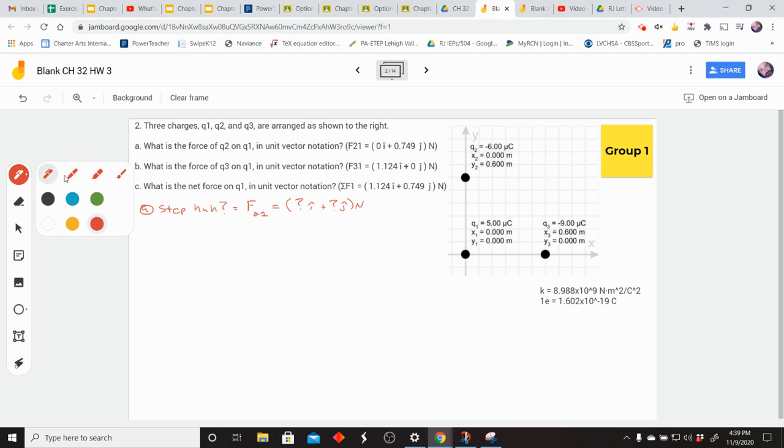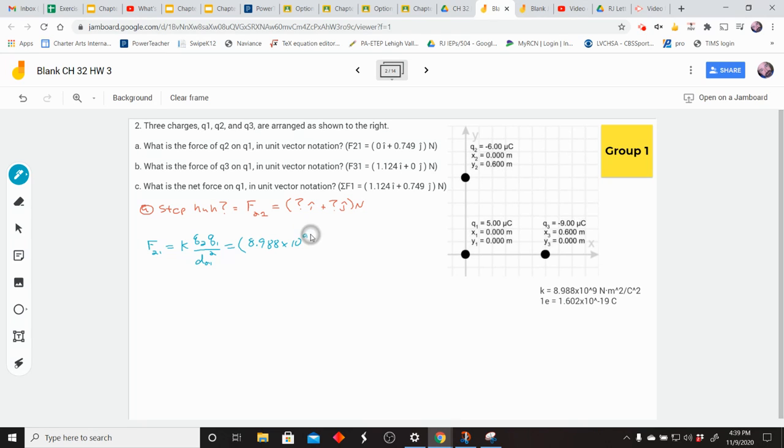So how are we going to do this? We are going to use Coulomb's law. So Coulomb's law says that F, in this case, F of 2 on 1 is going to be equal to K, Coulomb's constant, times charge 2 times charge 1 over the distance from 2 to 1 squared. So now we go to the numbers. K is over here, 8.988 times 10 to the 9th.